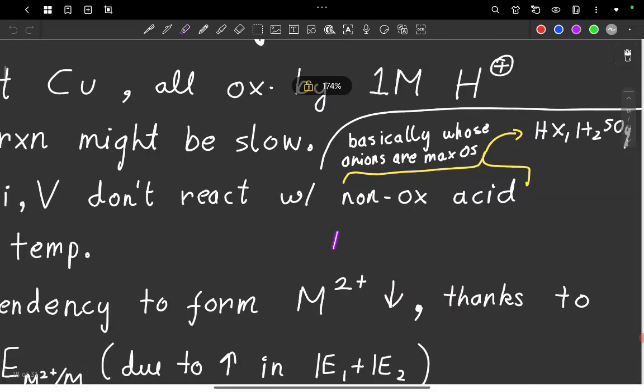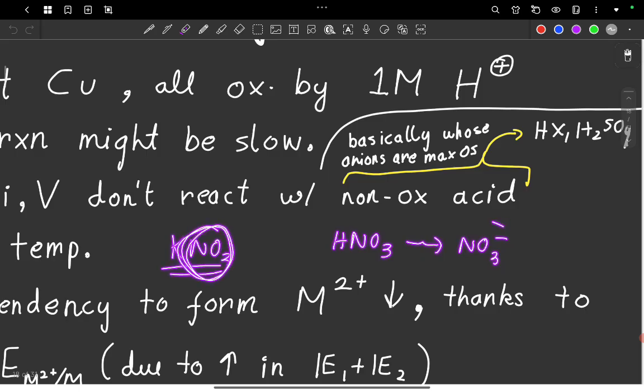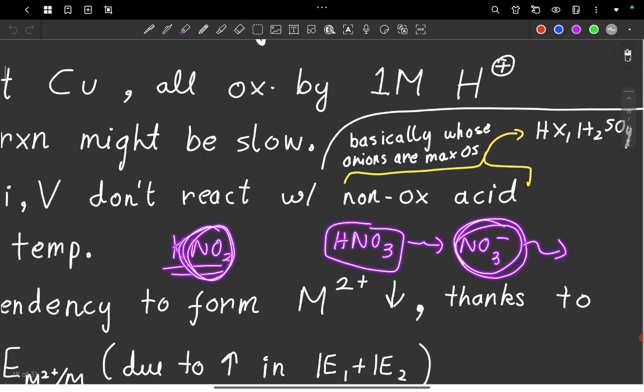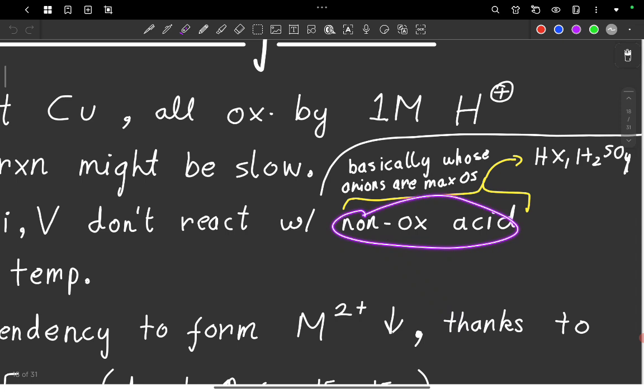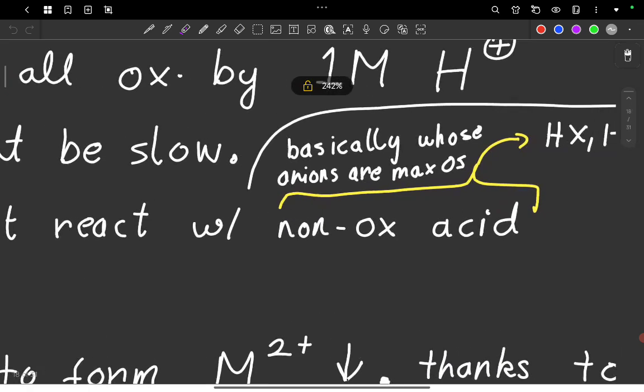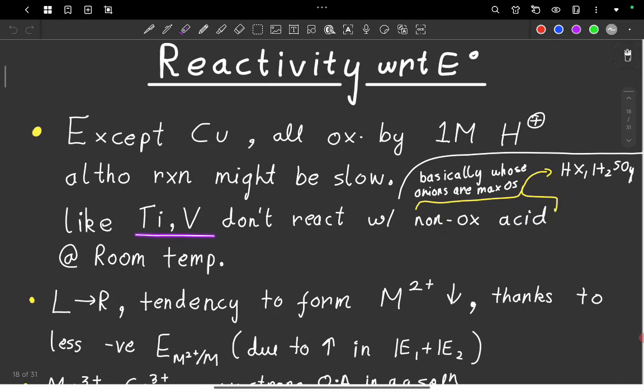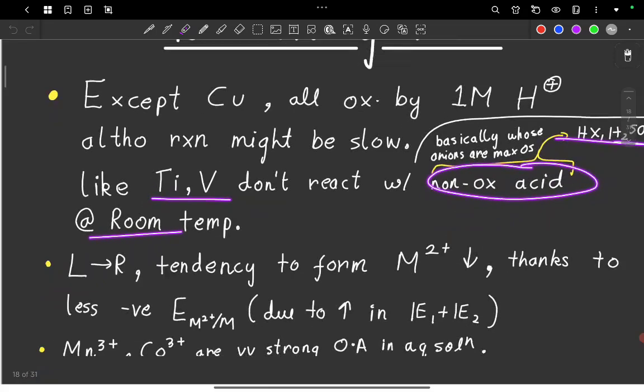But for example, look at nitric acid and NO3 minus. In fact, KNO3 is a very good oxidizing agent. So NO3 minus is the real deal here, and this is a good oxidizing agent. Hence, HNO3 is regarded as an oxidizing acid, and it is not considered in this category. So titanium and vanadium don't react with non-oxidizing acids at room temperature.